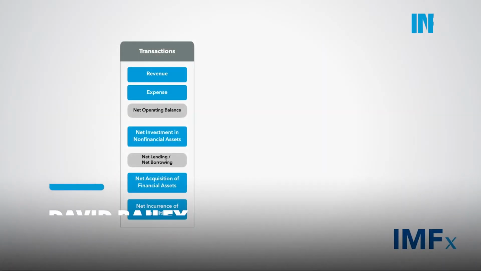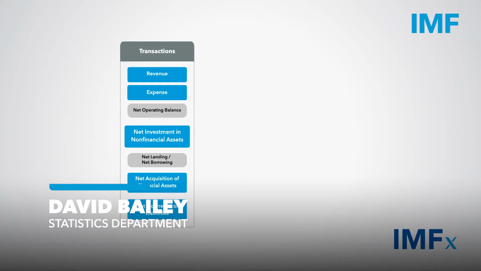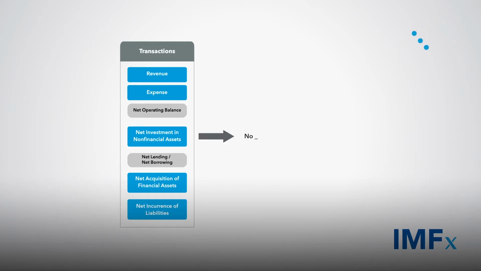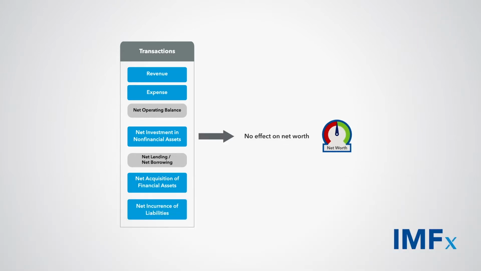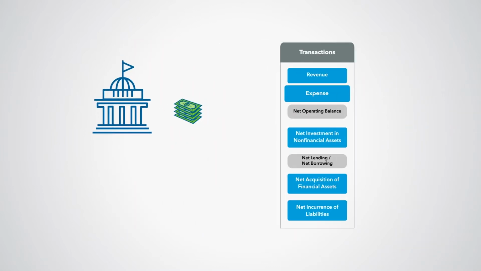How are transactions in non-financial assets different from expense? The answer is transactions in non-financial assets leave the level of net worth unchanged, while expense decreases its level. With an expense, government does not acquire an asset in return. Resources that are expensed are simply gone from the balance sheet.